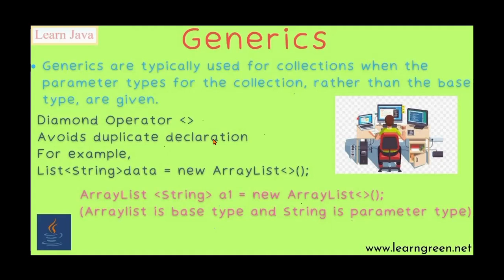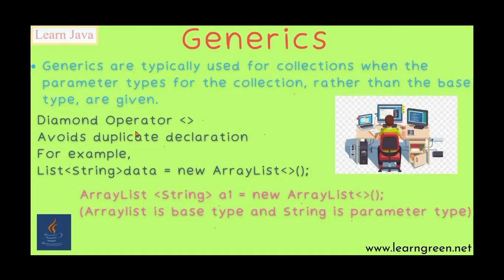Today we are going to learn about generics. Here I have an image in which I have described some important points about generics. So let's see them. Generics are typically used for collections. We already saw what collections are in Java. Generics are typically used for collections when the parameter types for the collection, rather than the base type, are given.